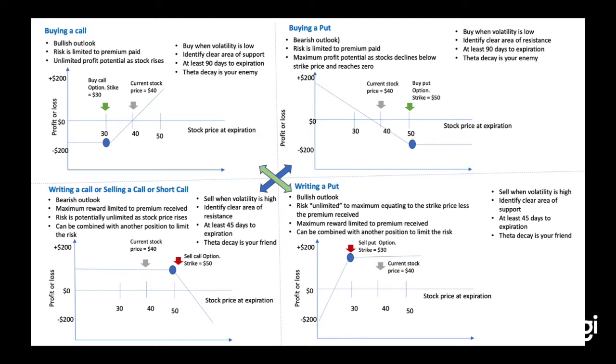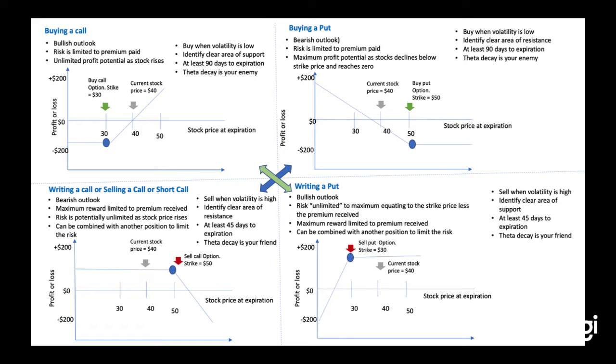And we can also cover along the same lines writing a put, because writing a put is also a bullish strategy. Your outlook is bullish and the risk is unlimited, meaning as stock price goes down, your risk will increase. And your maximum reward is the premium that you received to write a put or to sell a put. This is also called short put.